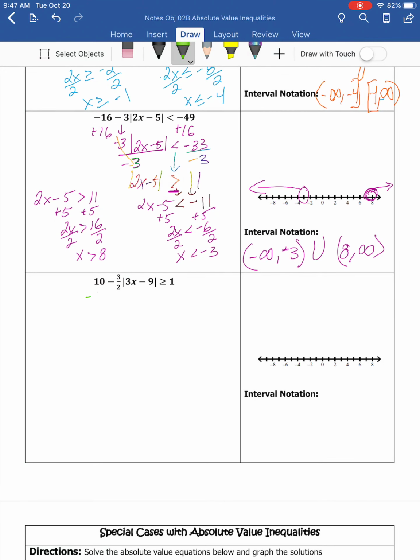Okay, this is the last regular example that I have for this. So again, go through the same thing: subtract 10, subtract 10. So I have negative 3 halves times the absolute value of 3x minus 9 is greater than or equal to negative 9. And all I did was subtract 10. Okay, I want to get rid of this fraction, so I'm going to multiply each side by a positive 2. I'm multiplying by a positive, so I don't have to worry about switching the inequality symbol. So I have negative 3 times the absolute value of 3x minus 9 is greater than or equal to negative 18.